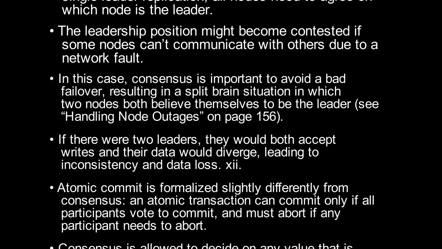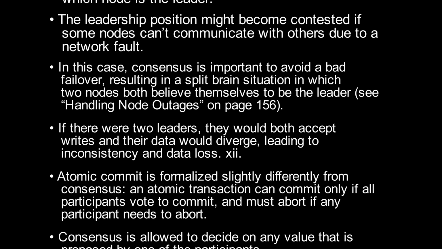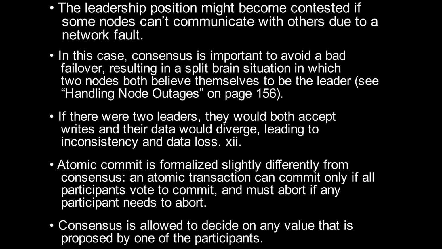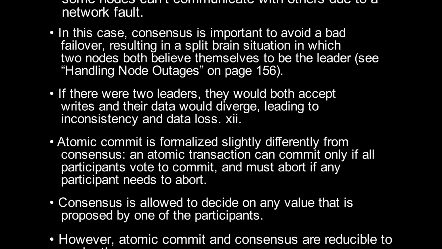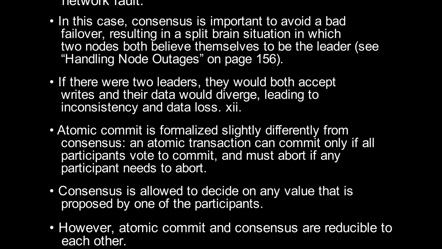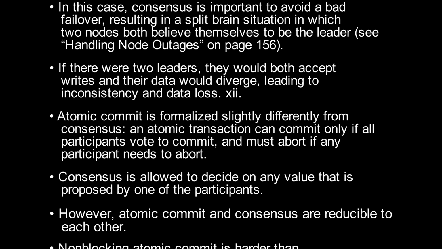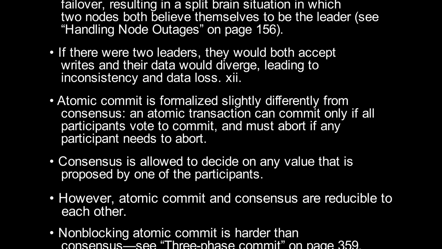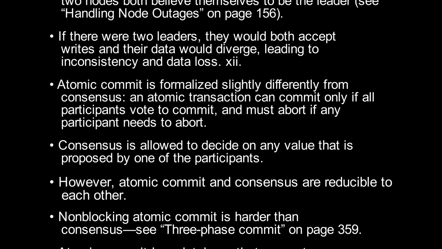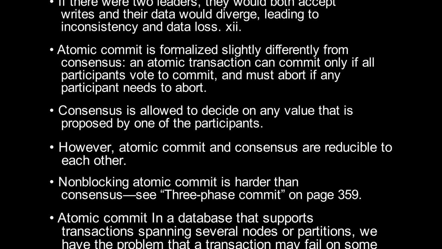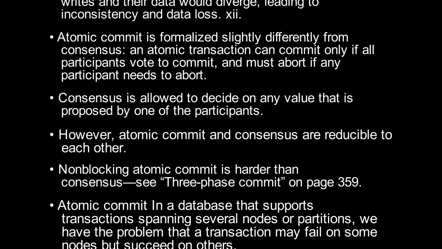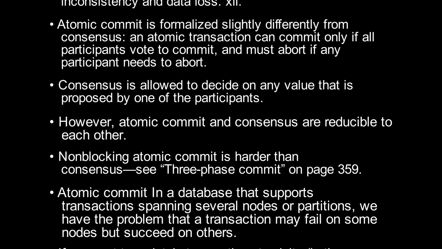Atomic commit is formalized slightly differently from consensus. An atomic transaction can commit only if all participants vote to commit, and must abort if any participant needs to abort. Consensus is allowed to decide on any value that is proposed by one of the participants. However, atomic commit and consensus are reducible to each other. Non-blocking atomic commit is harder than consensus. (See "Three-phase commit" on page 359.)